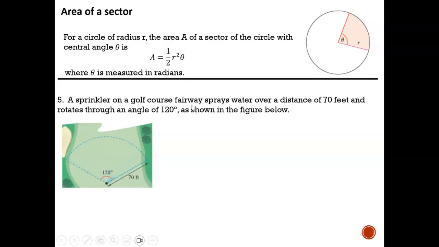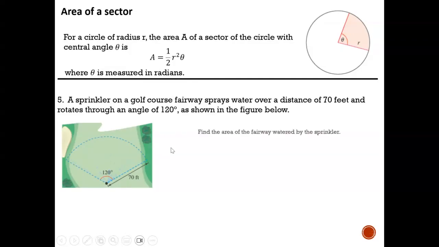Okay, now, this is a problem here. It says a sprinkler on a golf course fairway sprays water over a distance of 70 feet and rotates through an angle of 120 degrees, as shown in the figure below. So this is my 70 feet, and this is the angle of 120. So the sprinklers go back and forth. So what's the area that was being watered?